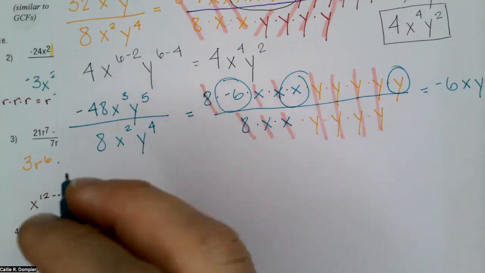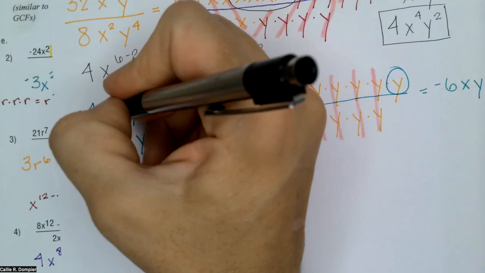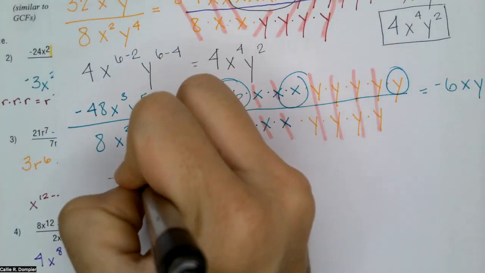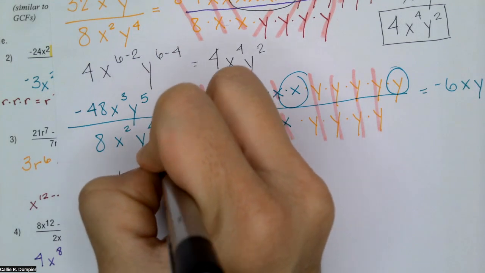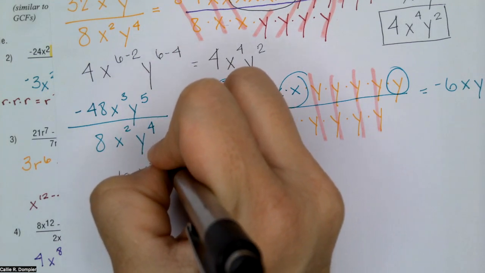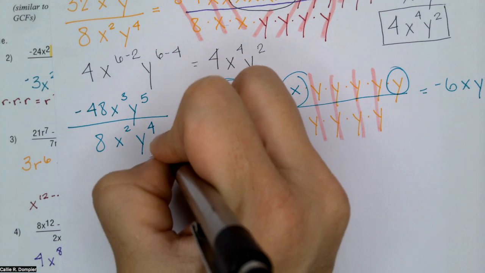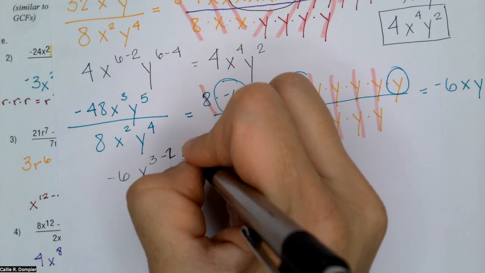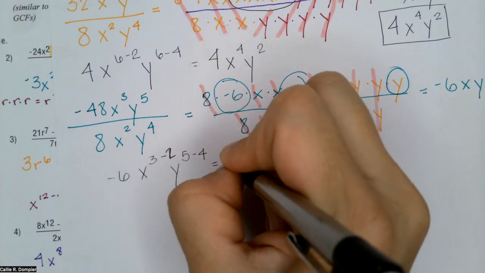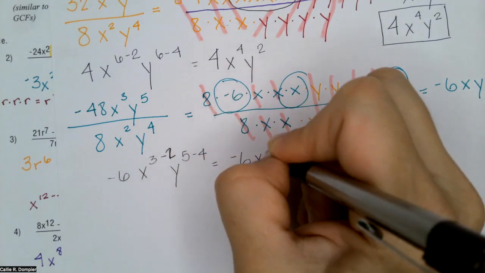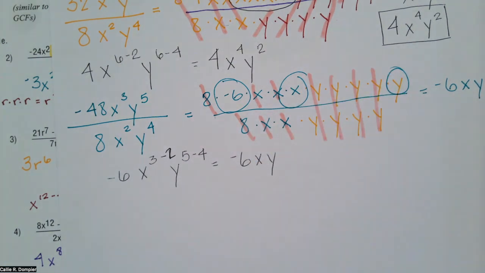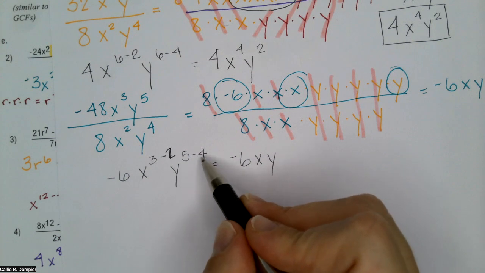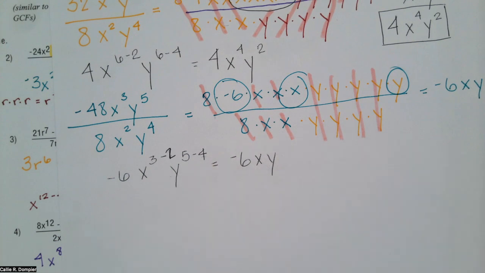Good. You can also just put it in your calculator. Negative 48 divided by 8 is going to be a negative 6 in the calculator. X to the power of 3 divided by x to the power of 2 is going to be x to the power of 3 minus 2, not 1. Y to the power of 5 divided by y to the power of 4 is going to be y to the power of 5 minus 4. Three minus 2 is 1. X to the power of 1 is just x. 5 minus 4 is 1. Y to the power of 1 is just y.